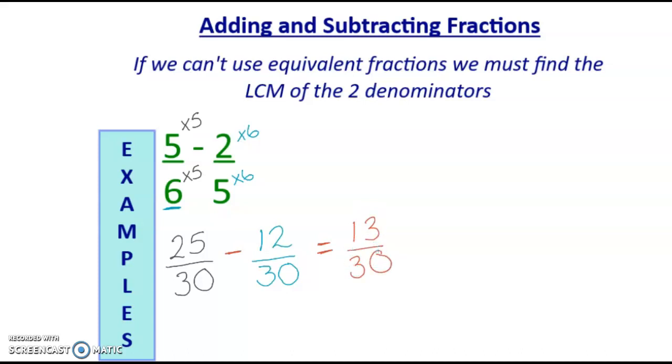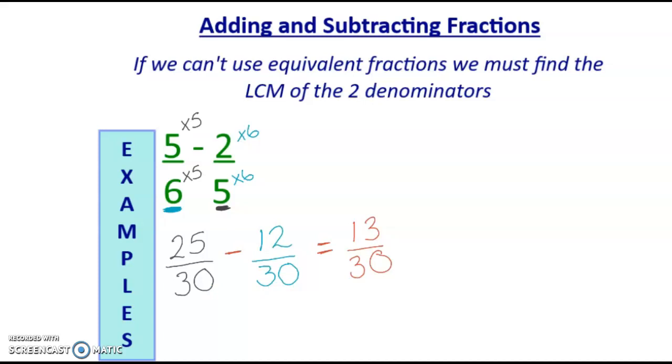So just to recap what I did, and I've got some more examples to show you on this. I multiplied the first fraction by the second denominator, 5. And then I multiplied the second fraction by the first denominator. And that was so that I ended up with 30 on the bottom of both fractions. And when I had 30 on the bottom of both fractions, I can subtract them.